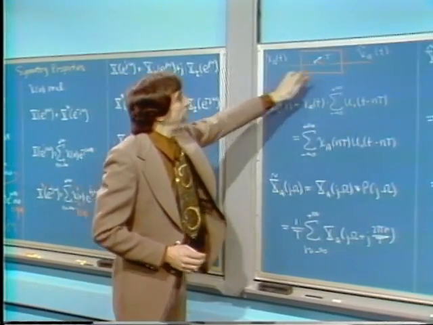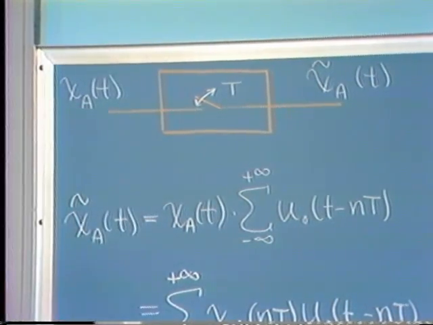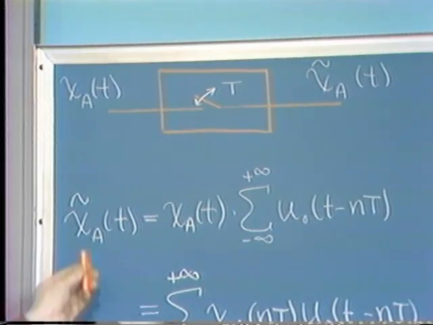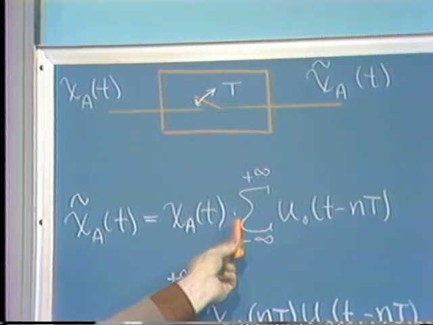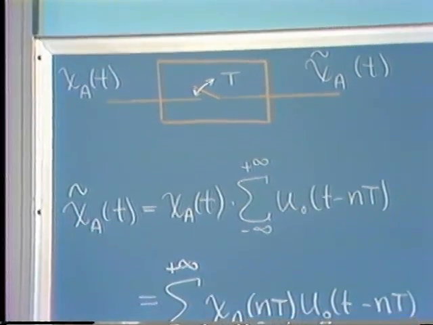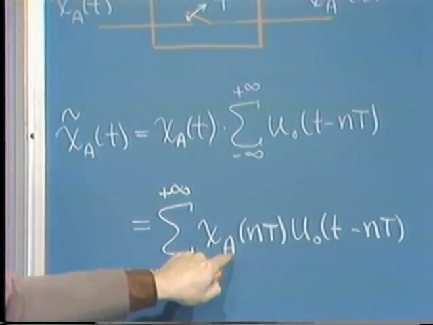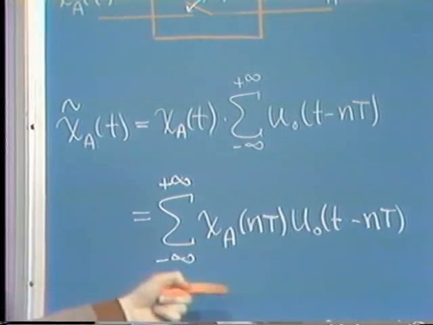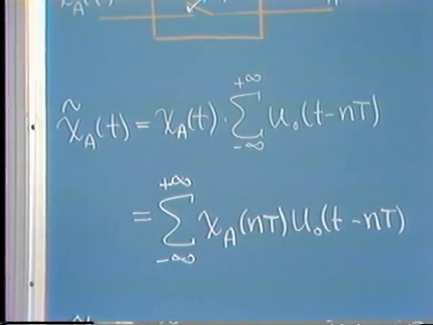First of all, we have the sampler. Here is the input x sub a of t, a continuous time function. Here's the output x sub a tilde of t, a continuous time function. And the output of the sampler is the input to the sampler multiplied by an impulse train. Or equivalently, it's an impulse train with the areas of the impulses given by the values of x sub a of t at the times that the impulses occur.